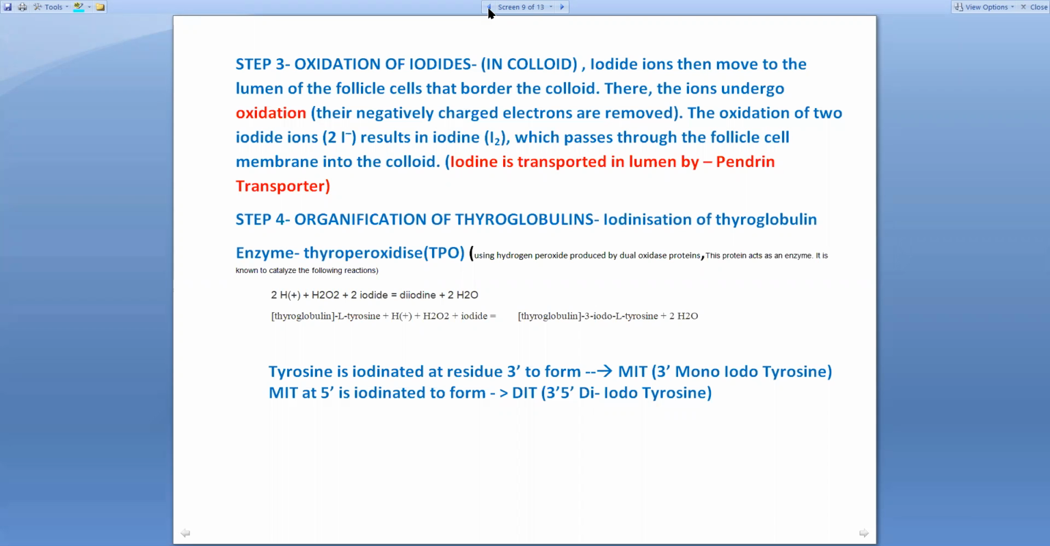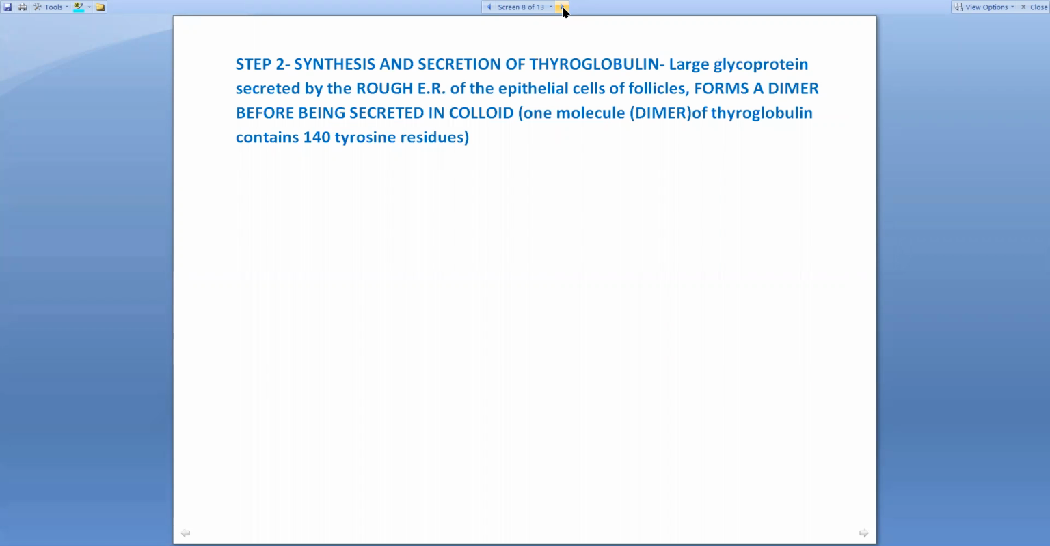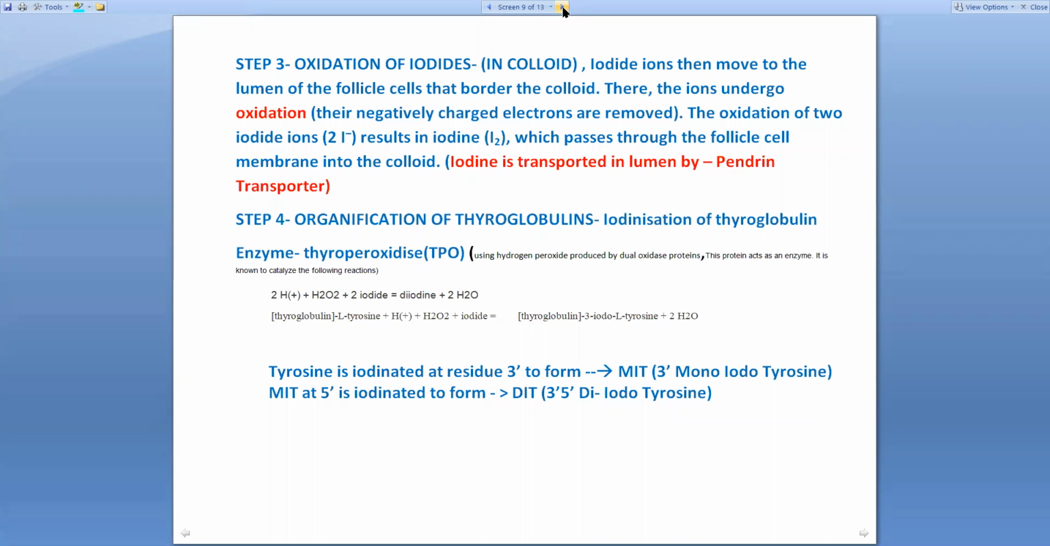We will continue with the formation of thyroid hormones. We have seen first, in the first step is iodine trapping. The second step is the synthesis and the secretion of thyroglobulin. And the third step, the oxidation of iodides. And the fourth step was the organification of thyroglobulins. And the enzyme used is TPO, thyroid peroxidase, also called as thyroperoxidase.